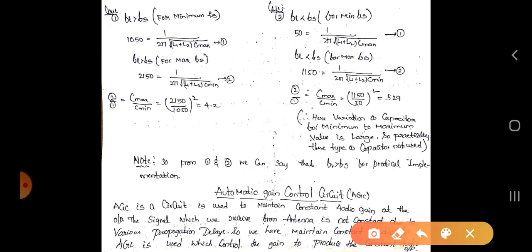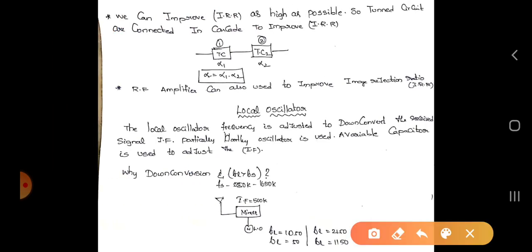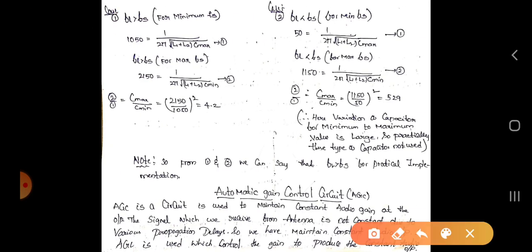I am considering two cases. In the first case, I am considering the actual practical application, that is why FL is greater than FS. Why FL greater than FS? For minimum FS, this is the minimum FS, that is 550 kilohertz, and the maximum value is 1650 kilohertz. Now we will see for minimum FS, that is for 550 kilohertz, we are taking the local oscillator frequency such that FL is greater than FS.